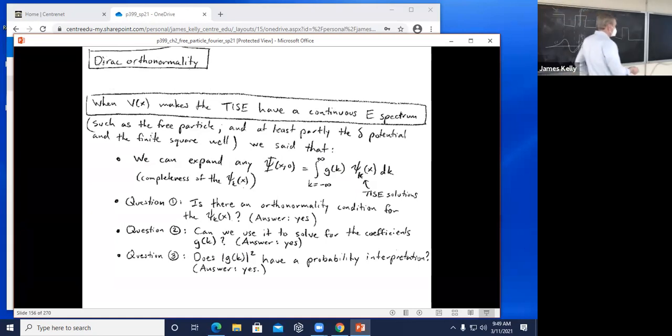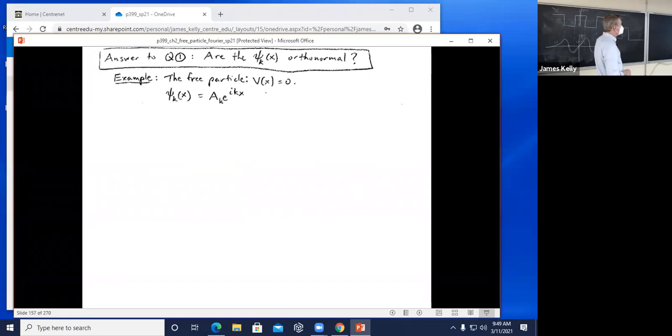It takes a little bit of work to figure out how to think about this here. So just take a deep breath, because we're going to dive into cases that involve Dirac delta functions pretty quickly. Okay, so let's take those questions one at a time. And this is kind of the hardest of the three. Are these functions an orthonormal collection?